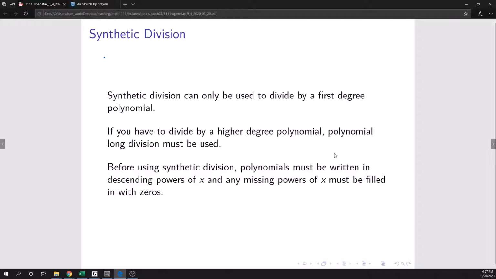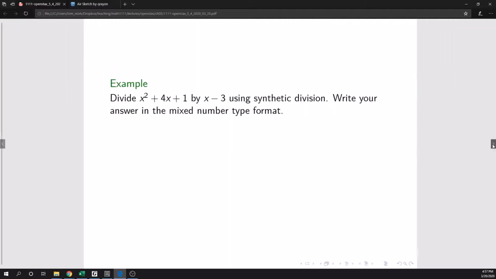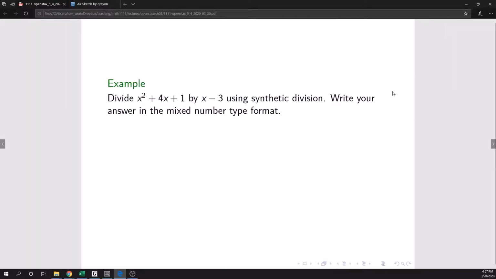Just like with polynomial long division, with synthetic division, your polynomials have to be written in descending powers of x and filled in for any missing powers with zeros. Okay, so let's go with our first example.